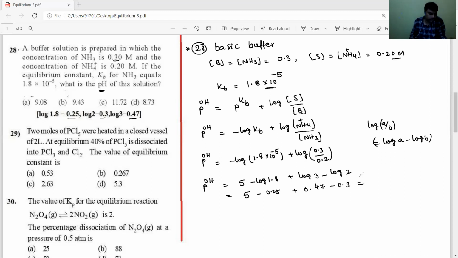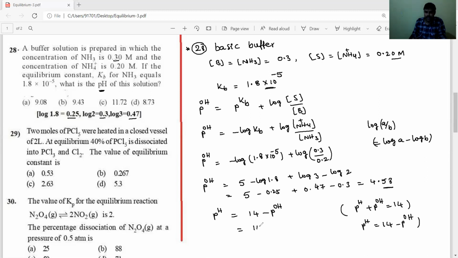We'll get the pOH of the basic buffer solution equal to 4.58. And the pH of the basic buffer solution is equal to 14 minus pOH, because we know that pH plus pOH is equal to 14. Then pH is equal to 14 minus pOH. According to that, 14 minus 4.58, then we'll get 9.42.